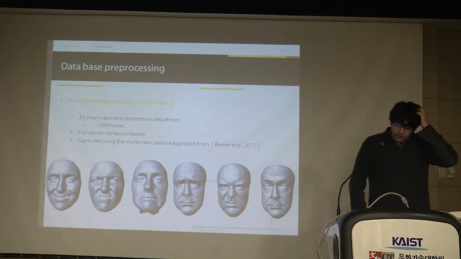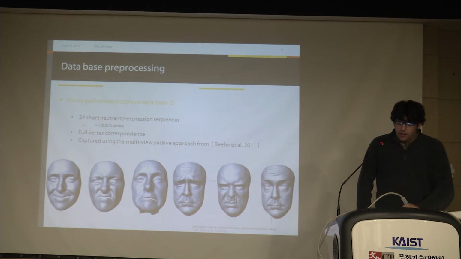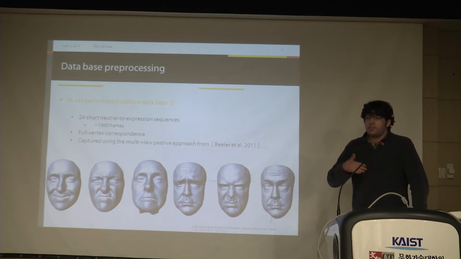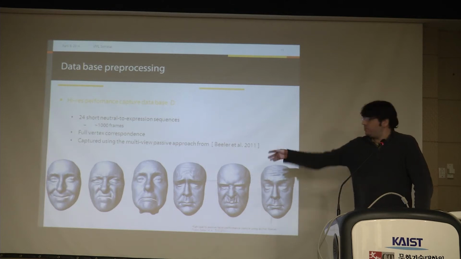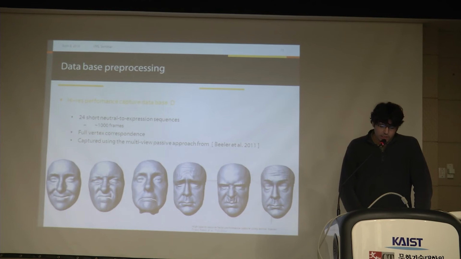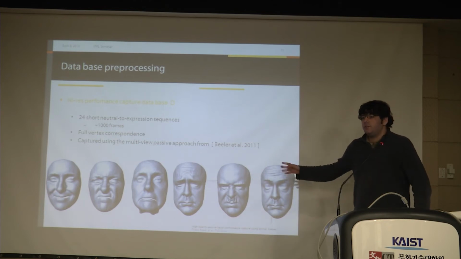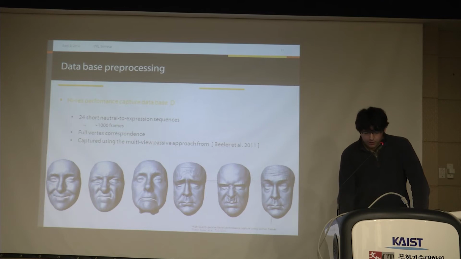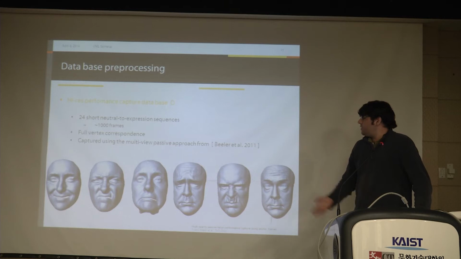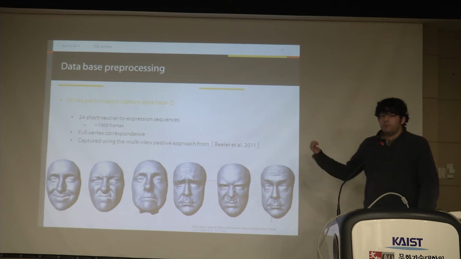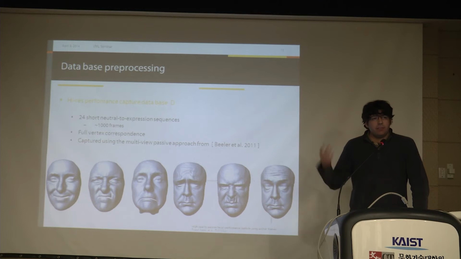As I mentioned, for the capture, they have 24 short neutral-to-expression sequences, which in total makes about 1,000 frames of these high resolution expressions. And all of them have full vertex correspondence. That means that a point like the tip of the nose will always have the same vertex ID. To capture this, they use the multi-view passing approach from Cabo Villa that I presented maybe 2 or 3 times ago in this seminar.